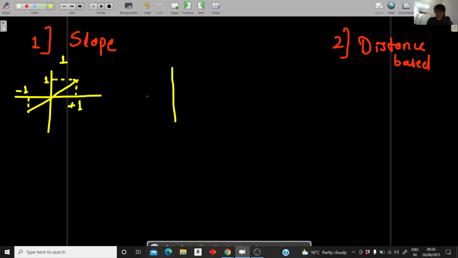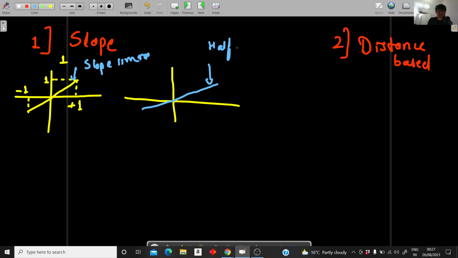Now let me have something else. Let me draw a perfectly straight line. Consider it a straight line. Now this line is having a lesser slope, so this slope is more, whereas this slope is less. And let's have some particular number, that here the slope is half as compared to this case.